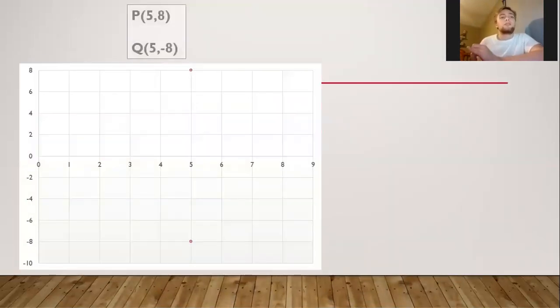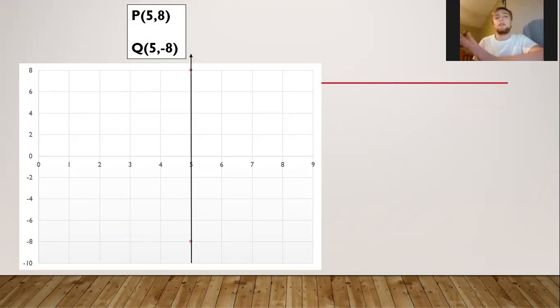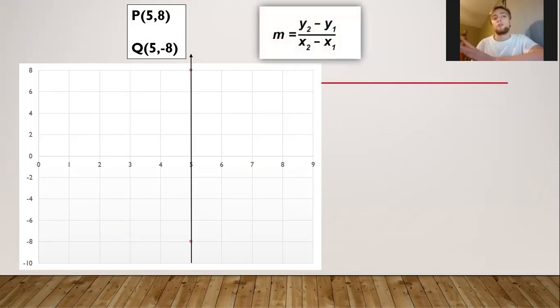And moving on to the second part of this, we have point P and Q once more. We have 5, 8, and then 5, negative 8. So we're going to follow the same formula we did before with slope. And if you notice, there's no triangle and there's no second line. And you'll see why in just a moment.